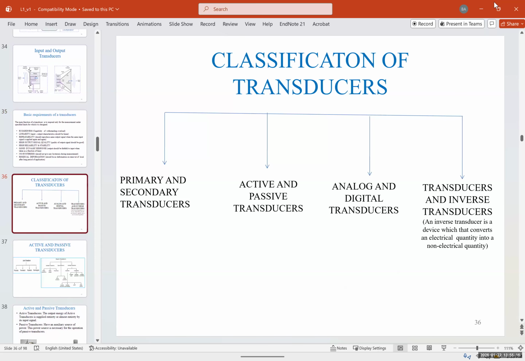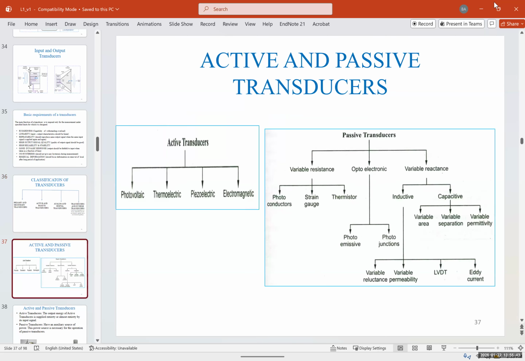Now, some classifications of transducers. We have primary and secondary transducers. We have active and passive transducers. We have analog and digital transducers, and we have transducers and inverse transducers. An inverse transducer converts an electric quantity to a non-electric quantity. The transducer converts a non-electric quantity to an electric one.